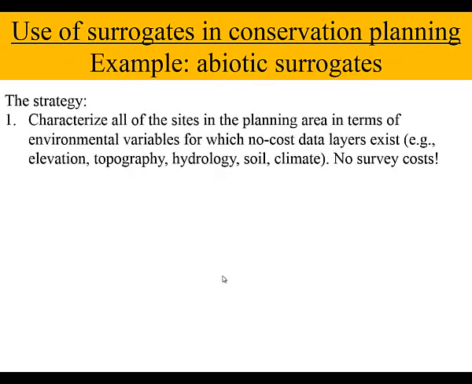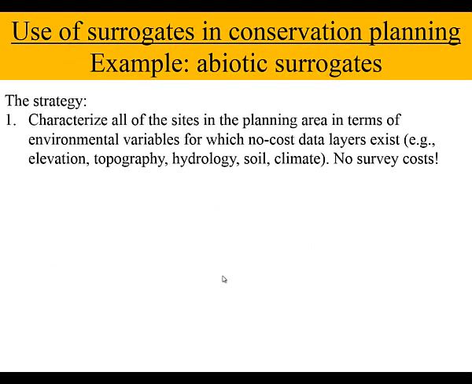The other, abiotic surrogates, are another approach. These could be things, probably the most common type of abiotic surrogate is land cover types or vegetation communities. We have these mapped. Here we have Southwest ReGAP. We got wall-to-wall maps of these land cover types.